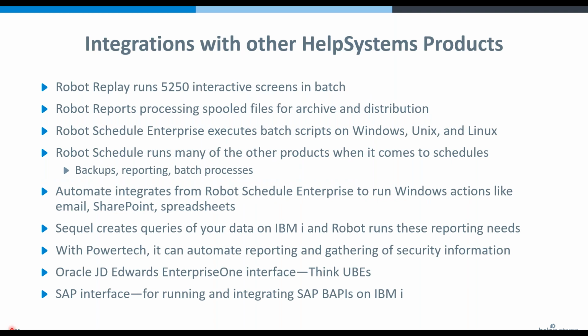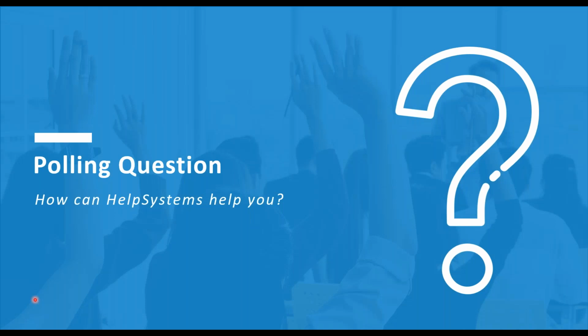And then we have many other integrations I've talked about already: Robot Replay, Robot Reports, Robot Schedule Enterprise. We run many batch processes. We've also got integration with some of our other non-IBM i products like Automate for doing RPA and checking mailboxes. Certainly people who have SQL, our Query BI product, run those through Robot. Our PowerTech division, their security reporting batch processes run through here. And we talked about Oracle and JD Edwards already too, so no reason to do that.